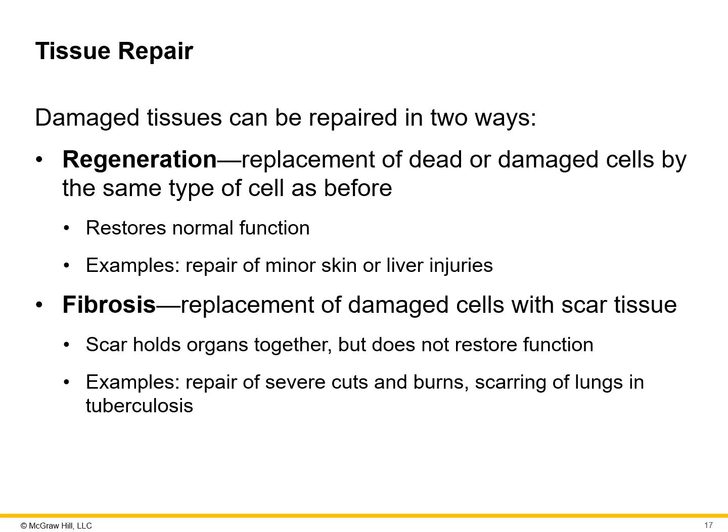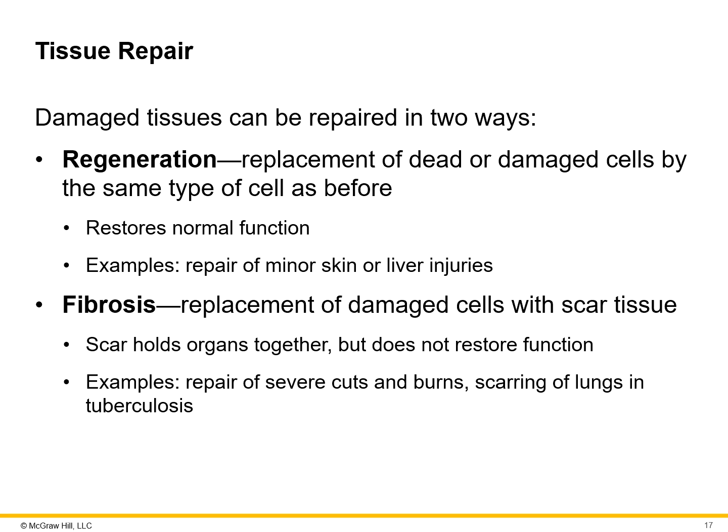When tissue is damaged, it can be repaired in one of two ways. There's regeneration and fibrosis. Regeneration is the replacement of dead or damaged cells by the same type of cell as before. By being replaced with an identical cell, that's going to restore normal function. So for example, if you have a minor skin injury or even an injury to an organ like the liver, they can do mitosis and these cells can replace themselves.